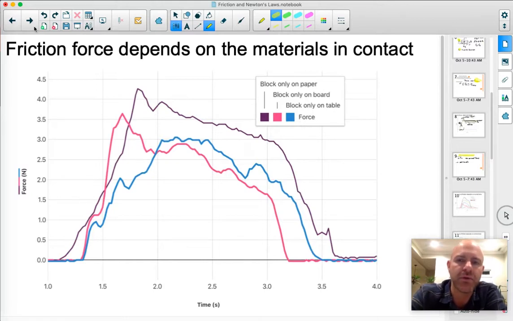Here are three different pulls. There's the starting one that we've done a bunch of times, just the block on a piece of paper. Then there's the block on just the board, no paper, and then there's the block on the table. And each of these has a slightly different Fs max, and then a relatively constant region of kinetic frictional force. So the materials involved also affect the force of friction.